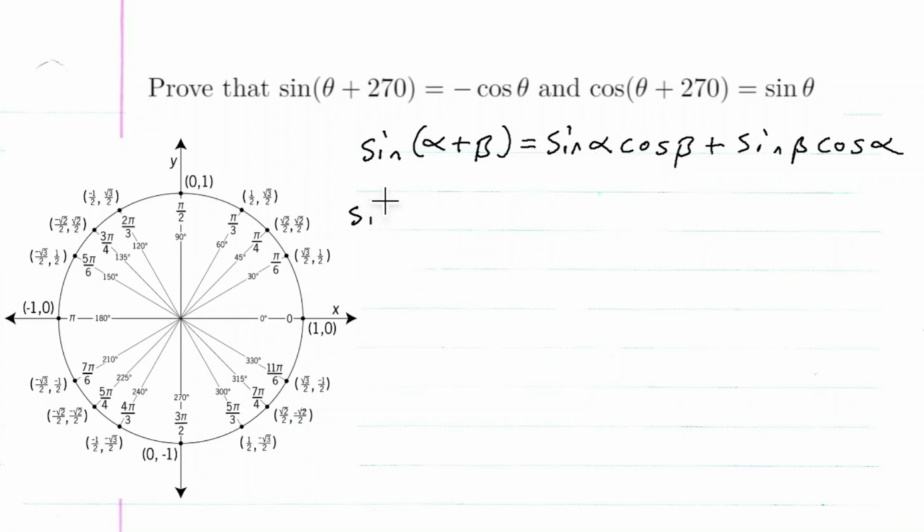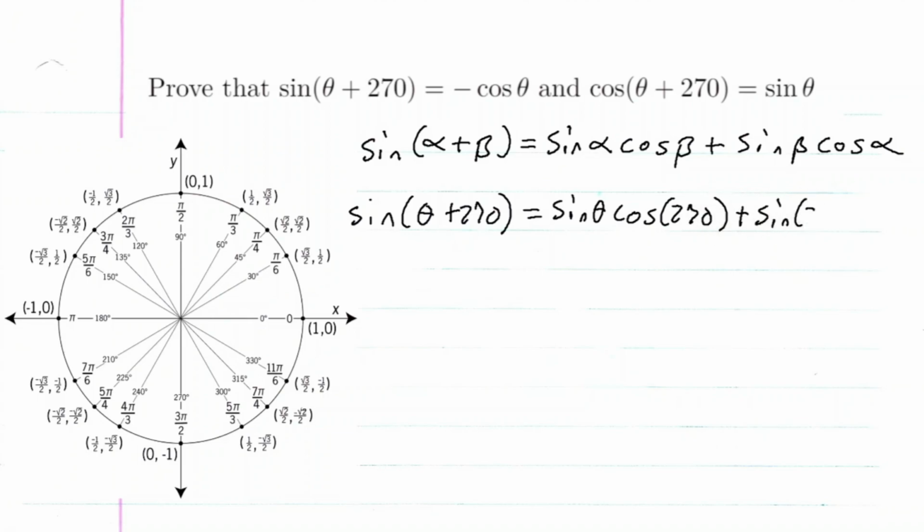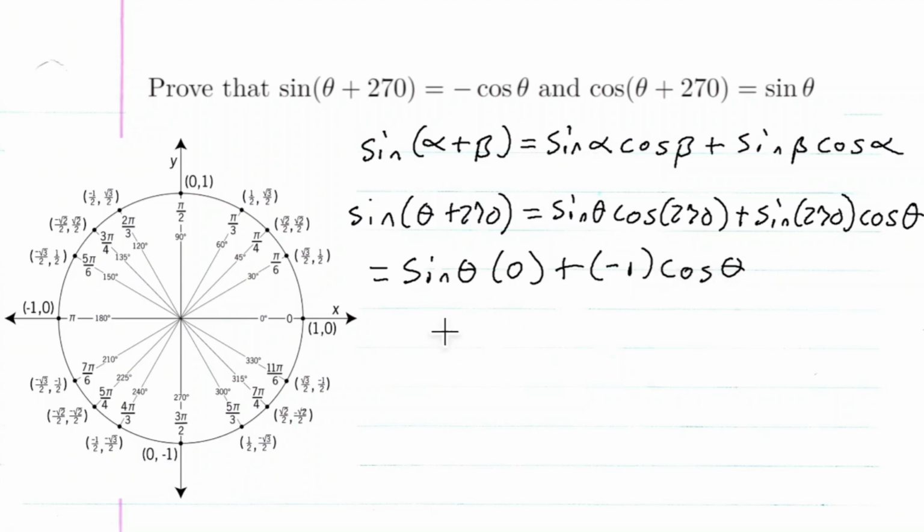So sine of theta plus 270 is equal to sine of theta cosine of 270 plus sine of 270 cosine of theta. This is equal to, so sine theta is just sine theta. Cosine of 270 is 0, right? See, that's the x-coordinate, so it's 0. Plus sine of 270, that's the y-coordinate. This will be negative 1 times cosine theta.